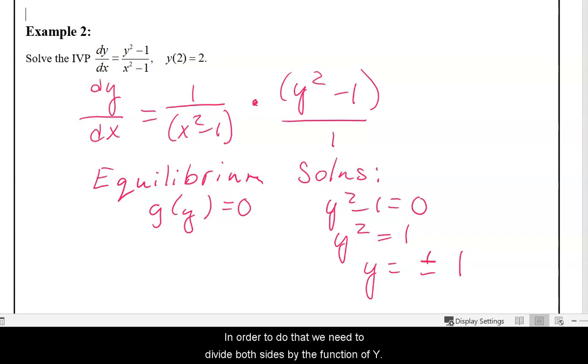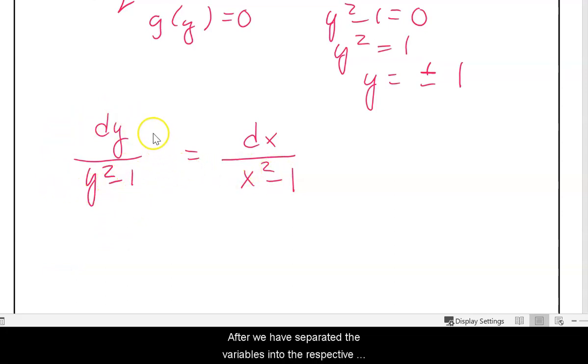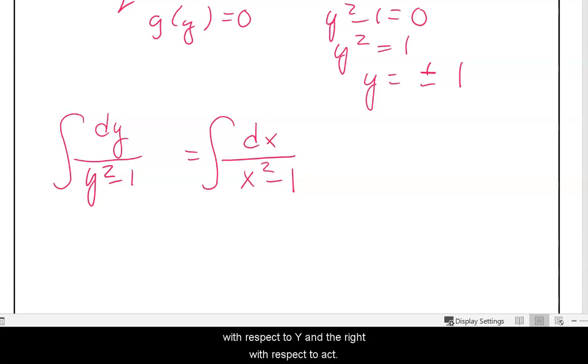In order to do that, we need to divide both sides by the function of y and multiply both sides by the differential dx. That is, of course, an abuse of notation. That leads to this equation that you see here in the center. After we have separated the variables into their respective sides, we integrate the two sides of the equation, the left with respect to y and the right with respect to x.